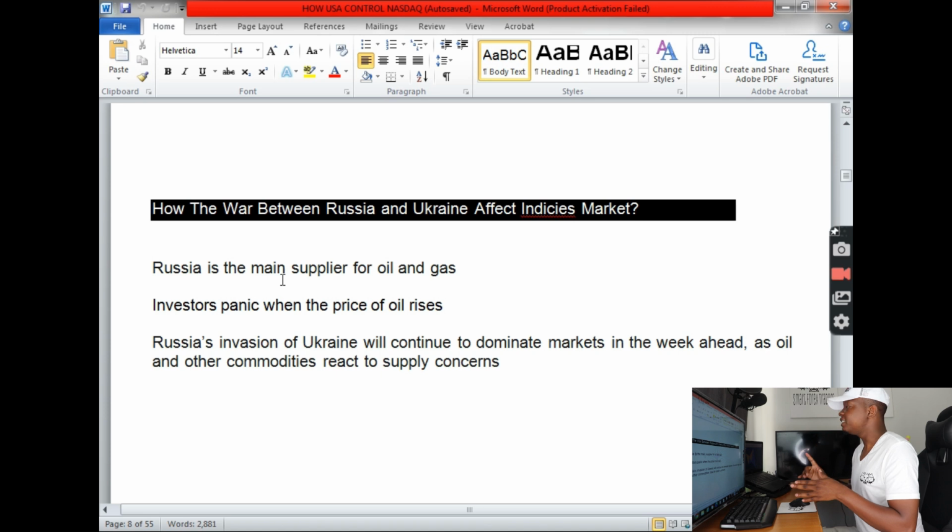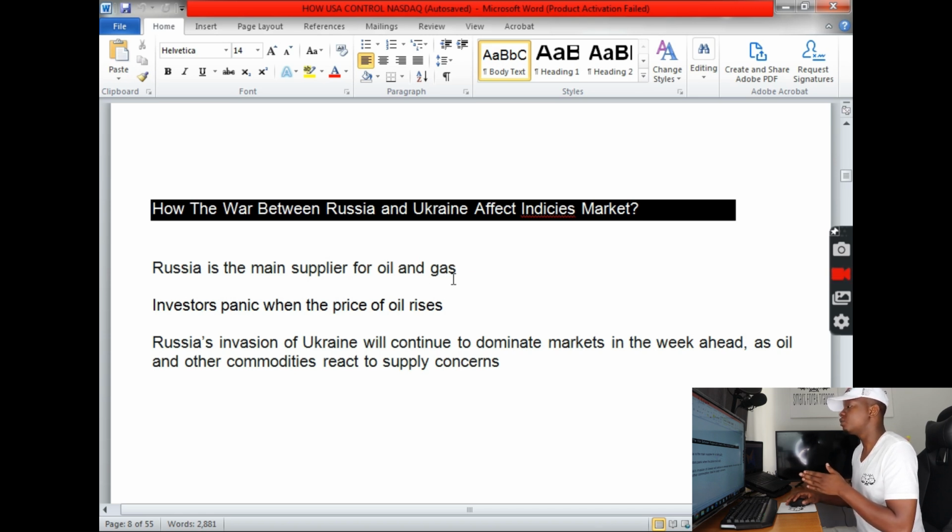So if Russia is no longer going to supply oil and gas to other countries, if it's going to cut this supply of oil and gas, just know that some indices are going to be affected. So you have to be aware, you have to check how the Russian government, how Putin is negotiating with Ukraine or with these other countries, right?